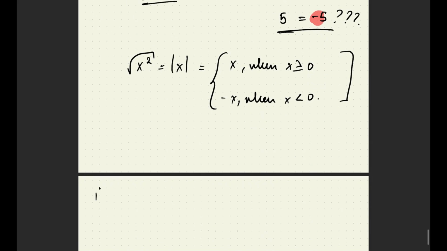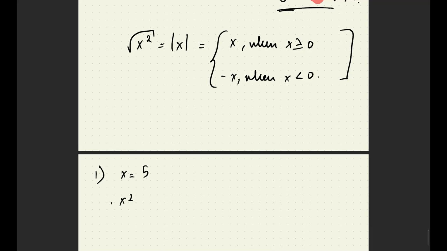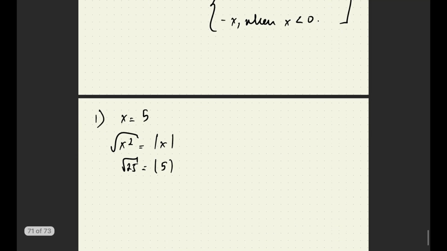In the first case, if x is equal to 5, then we know that the square root of x squared should equal the absolute value of x. So 5 squared is 25. The square root of 25 should equal the absolute value of 5. We know that the square root of 25 is just 5, and the absolute value of 5 is 5. So this is actually true.